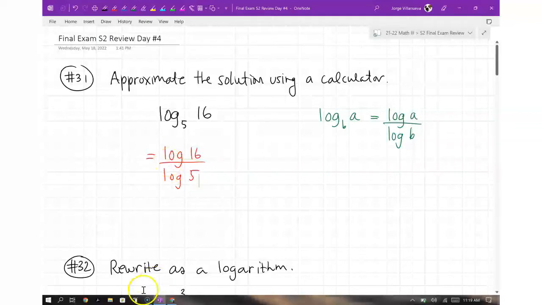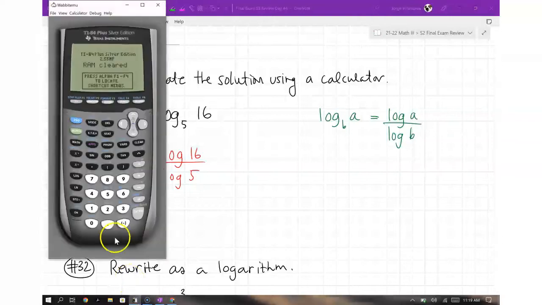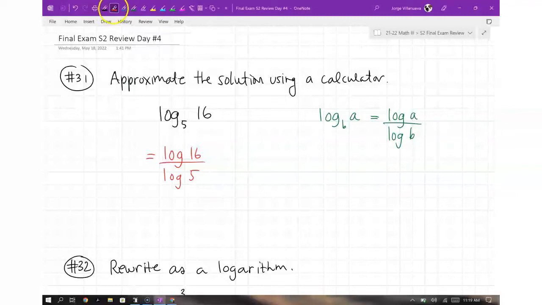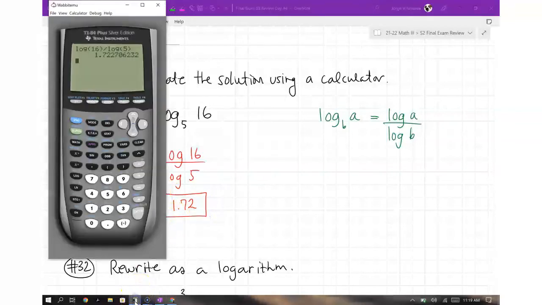So let me just put that into a calculator. It's probably going to cover up the problem, but it's okay. It's log of 16 over log of 5. So log of 16 divided by log of 5. That's 1.7227. So I'll just put 1.72. So this is approximately 1.72.